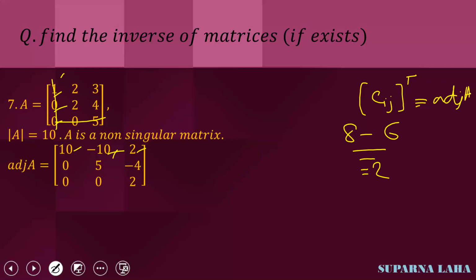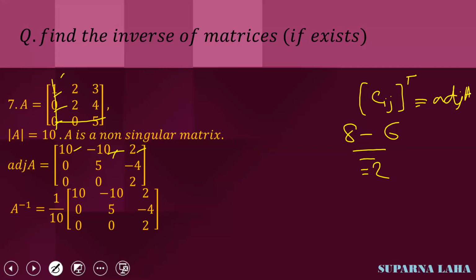Okay, you can do it in rough and you can easily write down the answer, or you can solve it in a paper also. So adjoint A is given by 10 minus 10 2, 0 5 minus 4, 0 0 2. So this is a 3 by 3 matrix, and now A inverse is given by adjoint A upon determinant A. That is, divide this matrix adjoint A by 10. So 1 upon 10 into this adjoint A. So this is your answer.